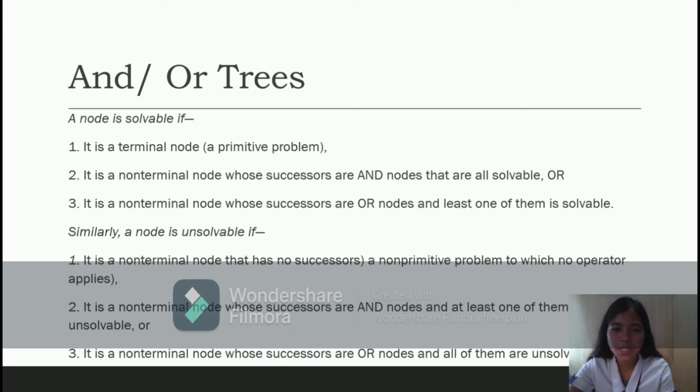Similarly, a node is unsolvable if 1. It is a non-terminal node that has no successors, a non-primitive problem to which no operator applies. 2. It is a non-terminal node whose successors are AND nodes and at least one of them is unsolvable. Or 3. It is a non-terminal node whose successors are OR nodes and all of them are unsolvable.